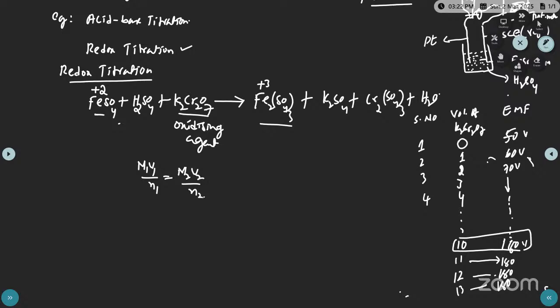How can you decide the endpoint? Where the potentials become constant, there take the endpoint. At what volume the potential values are constant, there take the endpoint. So after the 10th ml, all values are constant. So here the 10 ml is the volume of the potassium dichromate at the endpoint. Like that we take the V2 value and substitute that value in this formula. Finally, we get the concentration of the second solution.